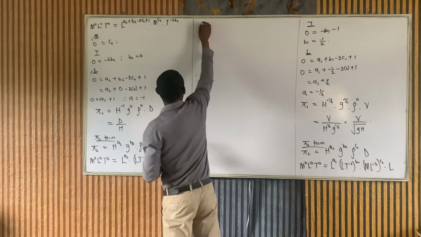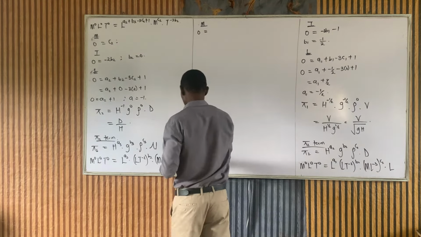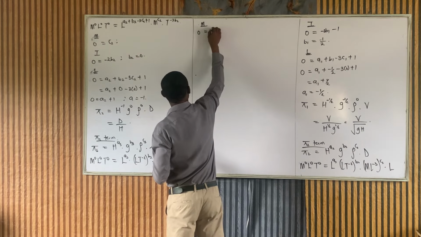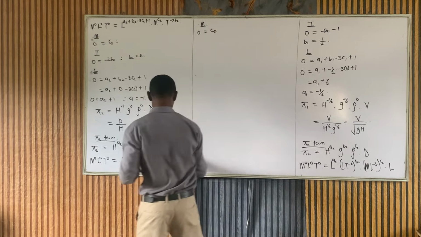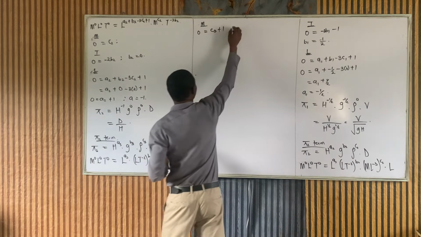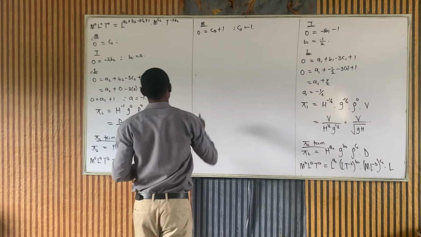Let's compare m first. The power of m here is 0, while the power of m here is c3, because this m will carry c3, and then plus 1. We can tell that c3 is equal to minus 1. That's settled. Next one is for the t.